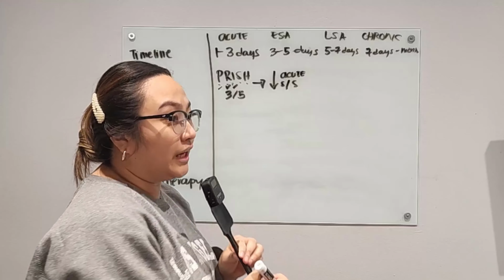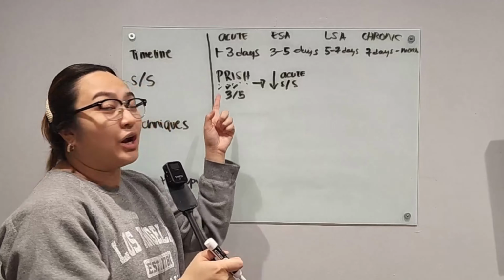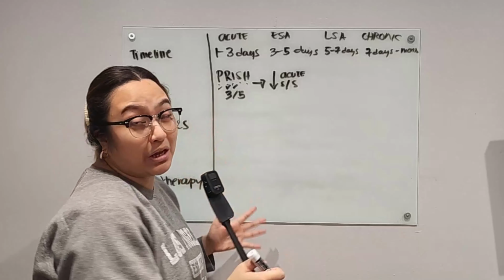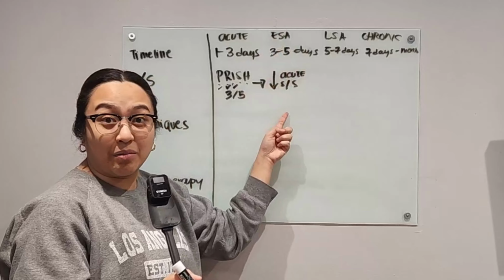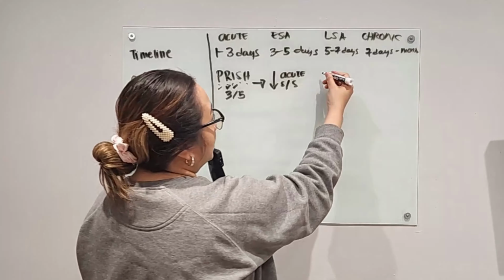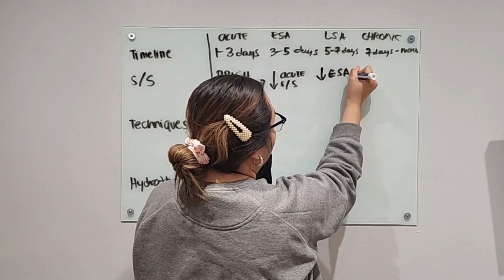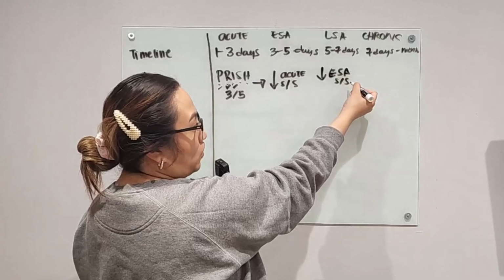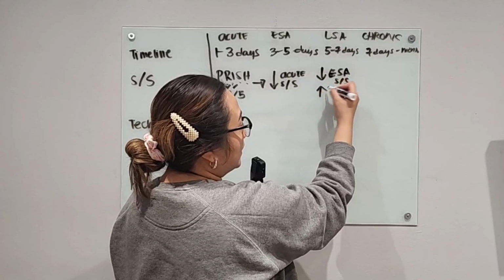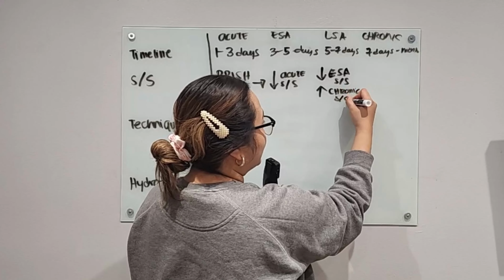So eventually what's going to happen for an acute injury is they're going to feel better. Now the pain would probably be less, redness is probably less, inflammation is probably less. And that's what's going to happen with early subacute. And then for late subacute, it's going to be a decrease of ESA signs and symptoms. So basically whatever is in here is going to decrease on ESA. However, it's going to start increasing the chronic signs and symptoms.